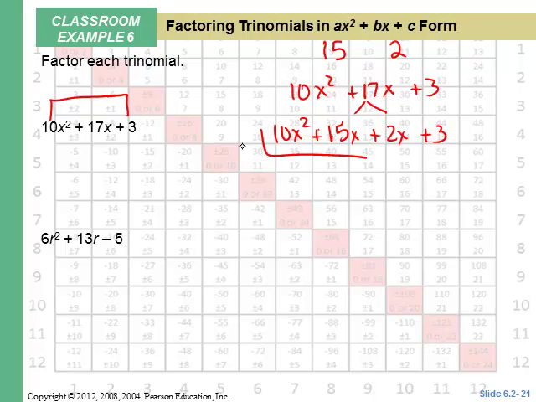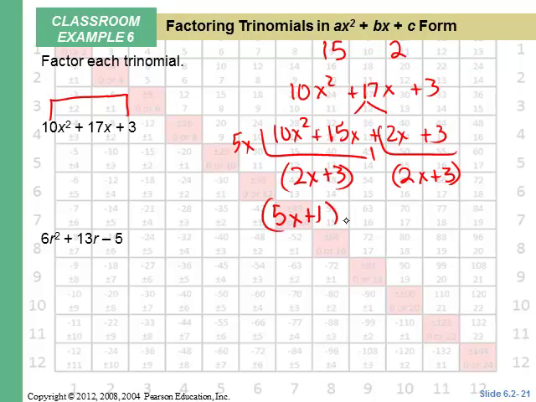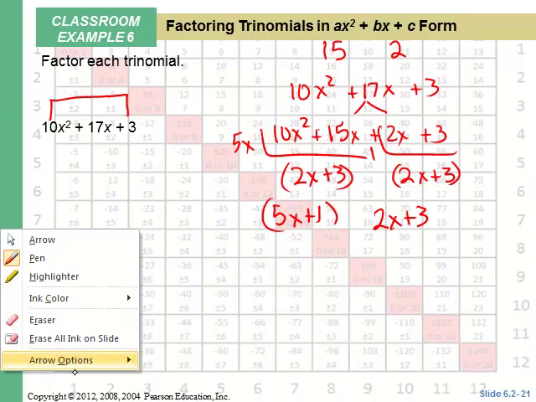Okay. Factor out a 5x out of the first two, we're left with 2x plus 3. Factor 1 out of the second two, we're left with 2x plus 3. So our factored form is 5x plus 1, 2x plus 3. I'm going to do the other one in a different color.